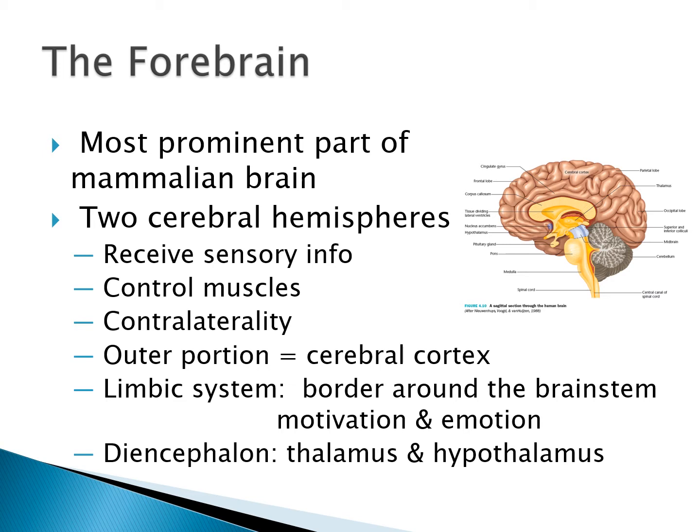This outer portion, as I said, is the cerebral cortex. We're going to talk about the limbic system, limbic meaning border around the brainstem. This is often referred to as the motivation and emotion system. And then the diencephalon, which is the thalamus and the hypothalamus.